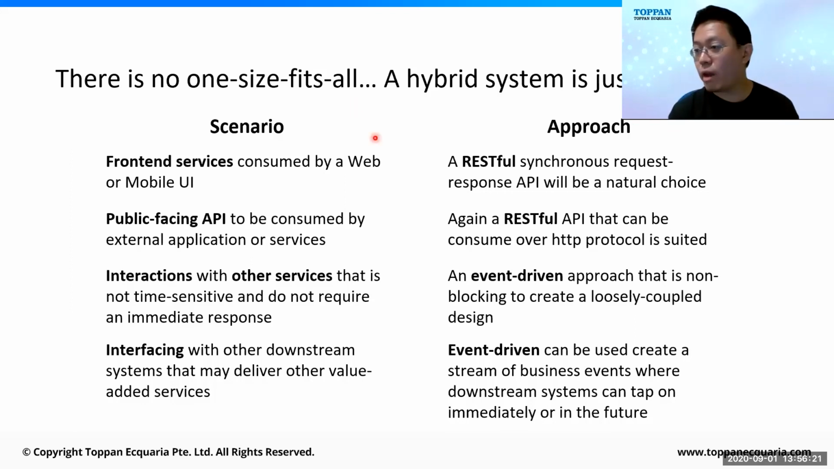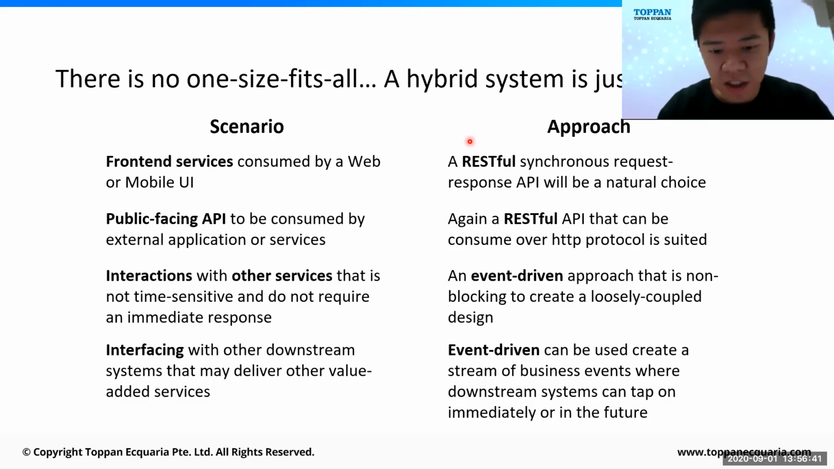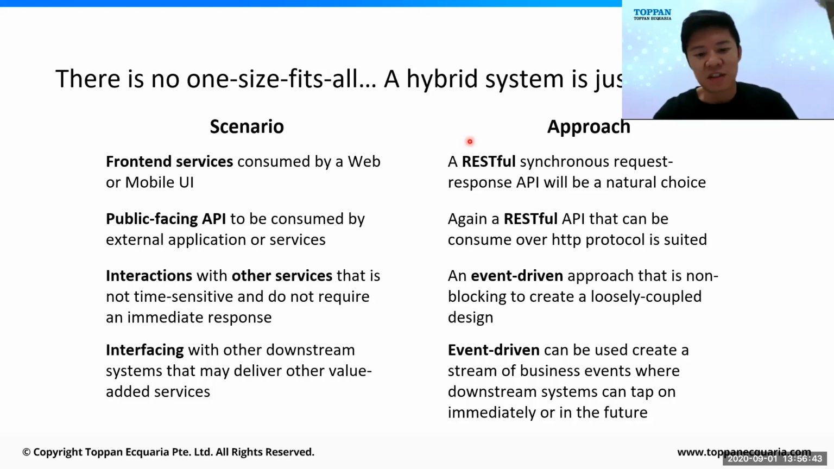Okay, we have one more question. In an event-driven architecture, the event stream will become a single point of failure. What can we do to mitigate this? Okay, let me try to give an answer. Darren may add on if you feel like.